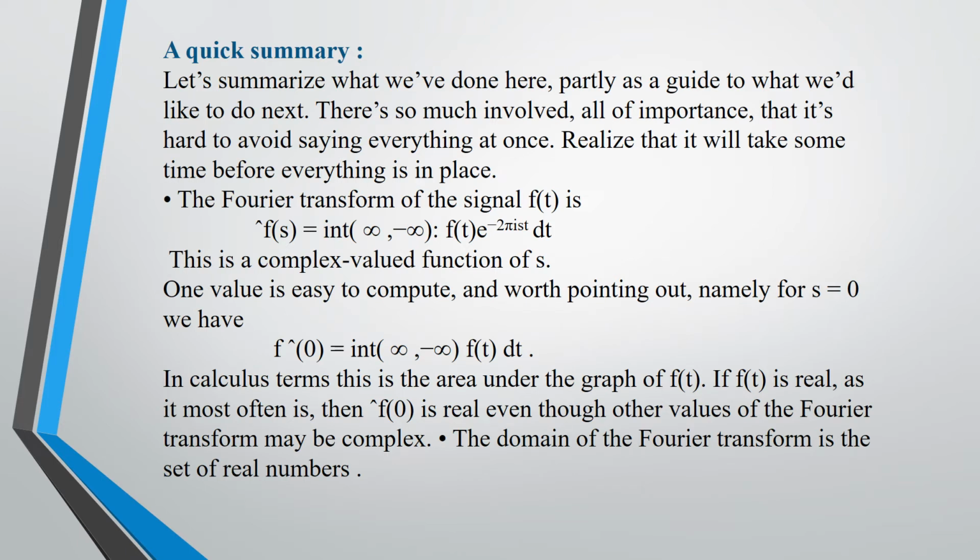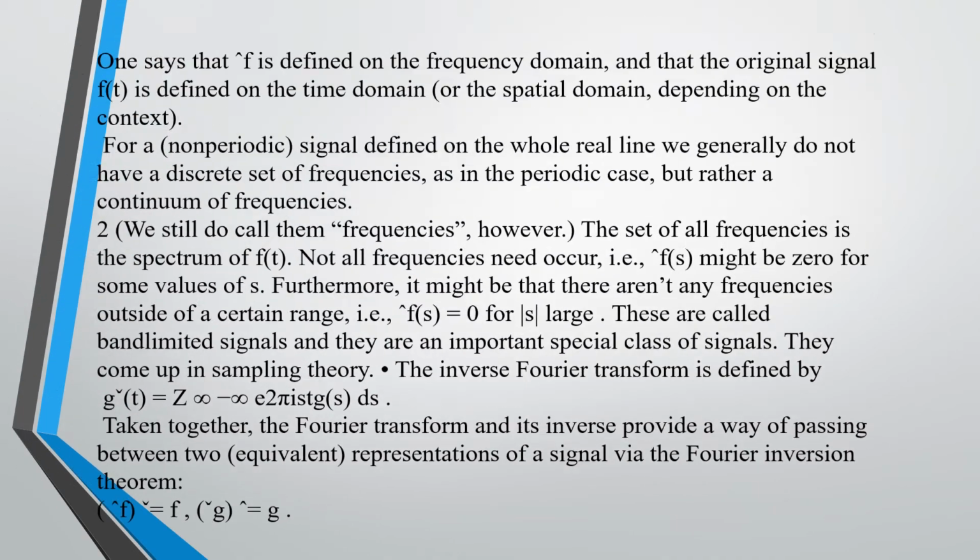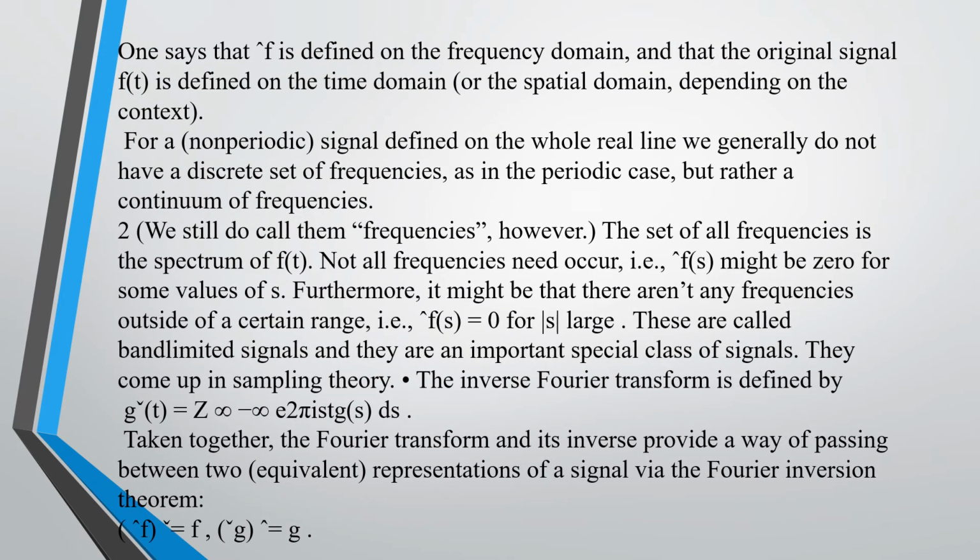The domain of the Fourier transform is the set of real numbers. One says that F is defined on the frequency domain and that the original signal f of t is defined on the time domain or the spatial domain depending on the context. For a non-periodic signal defined on the whole real line, we generally do not have a discrete set of frequencies, as in the periodic case, but rather a continuum of frequencies. The set of all frequencies is the spectrum of f of t.